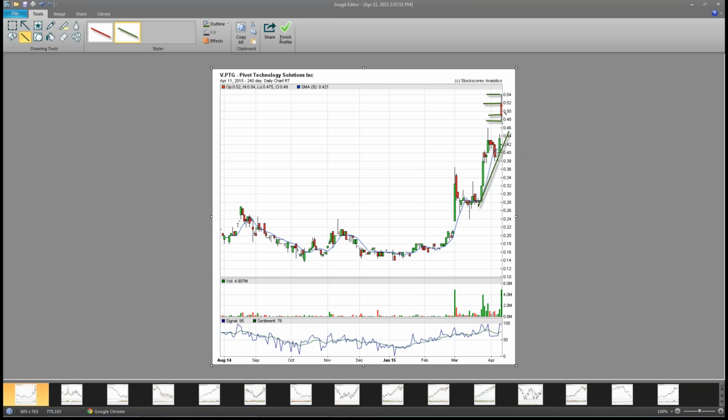So the basic idea here is it opened at 52 and it closed at 49. That means it closed below its open on a day when it was trading very strong volume. That is a short-term sell signal. That's something called a bursting bubble.